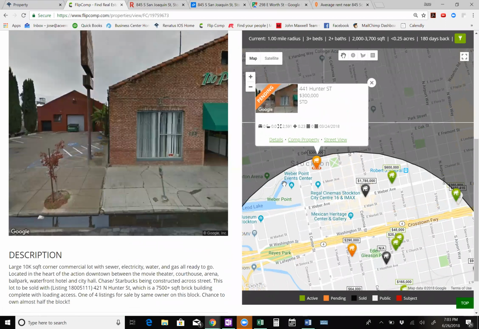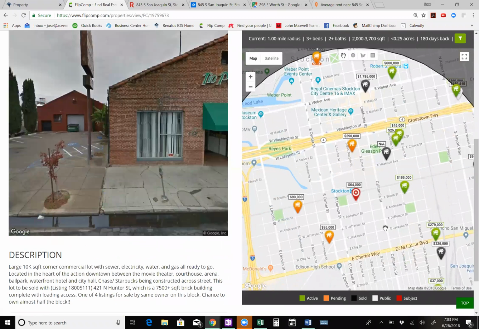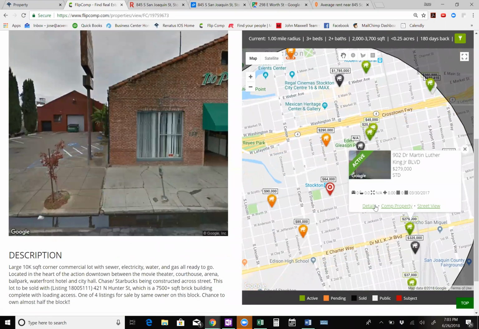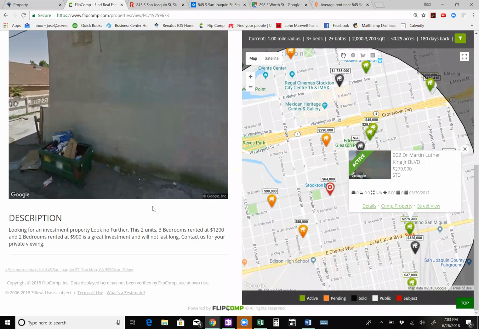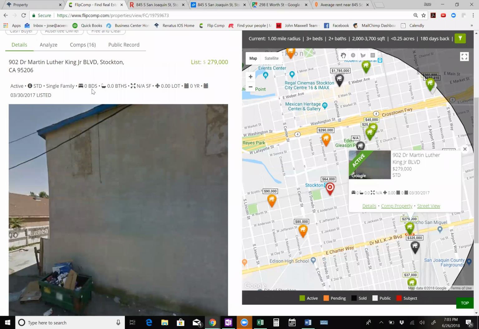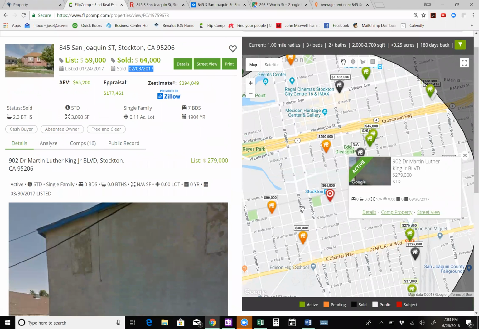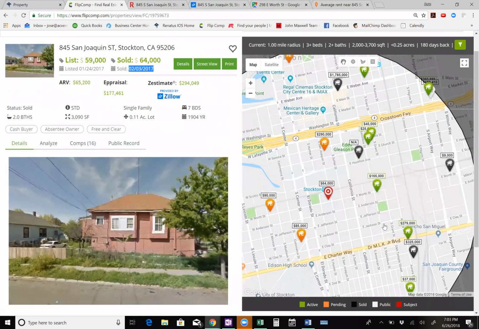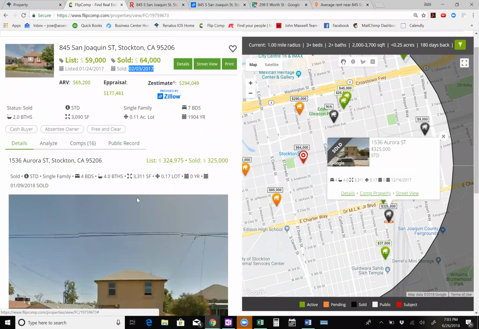It's a commercial building, so that's probably not going to work. We go down. You got one for 279 over here. Let's look at the details. It is 2 units, 3 bedrooms, 1,200. Doesn't say, it's 279. Okay, so we're just looking, trying to get as much detail as we can. This one sold for 325 about 6 months ago.